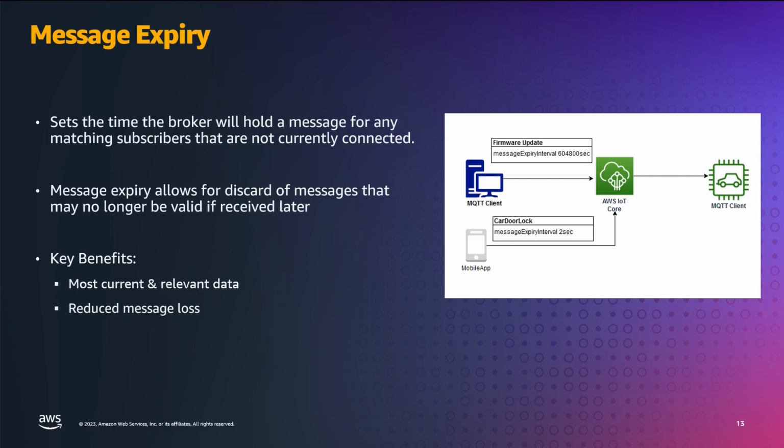But on the other hand, if there is a firmware update message that needs to be sent to the device, and if the device is offline or experiencing connectivity issues, you would want the message to stay longer and have a longer expiry time so that whenever the device comes back online, it can receive and update its firmware. And in this way, you can send the most current and relevant data to your devices and also reduce message loss during intermittent device connectivity.